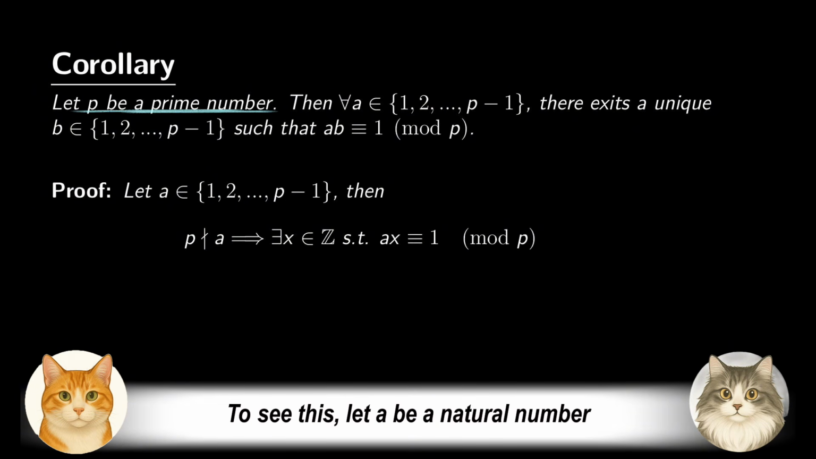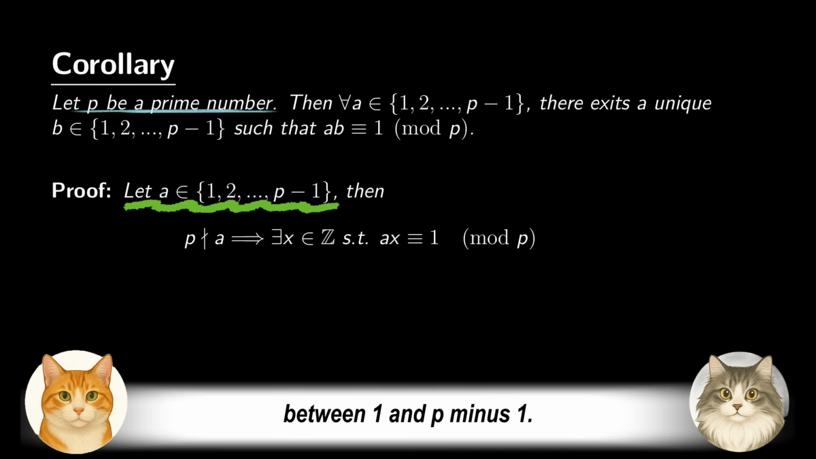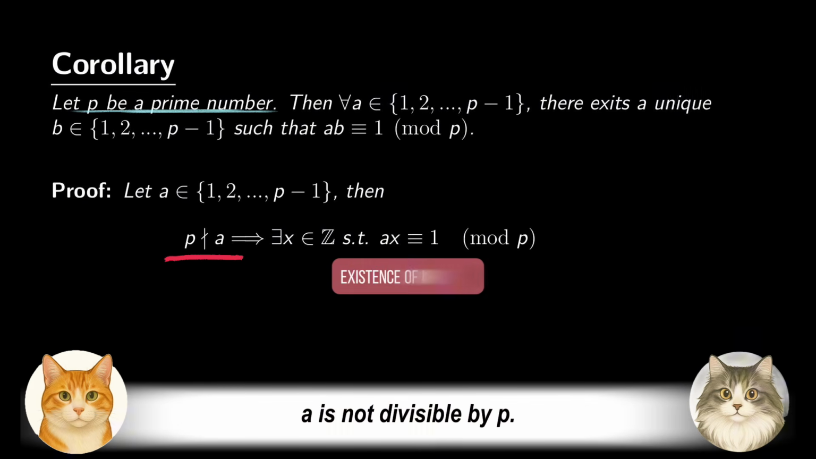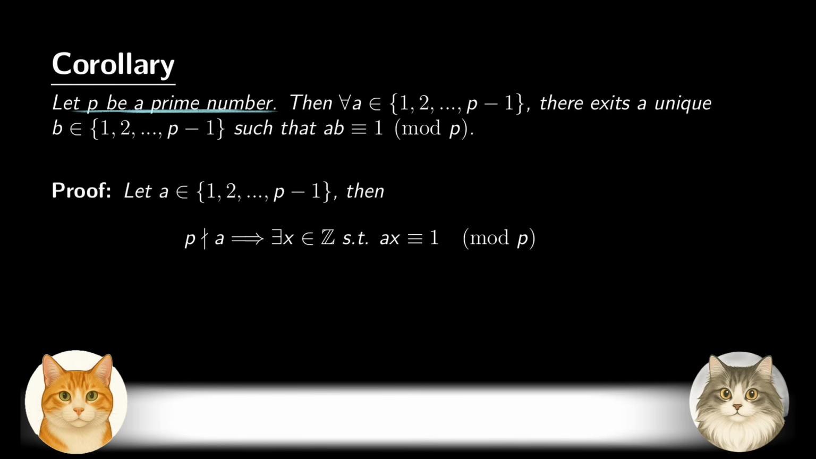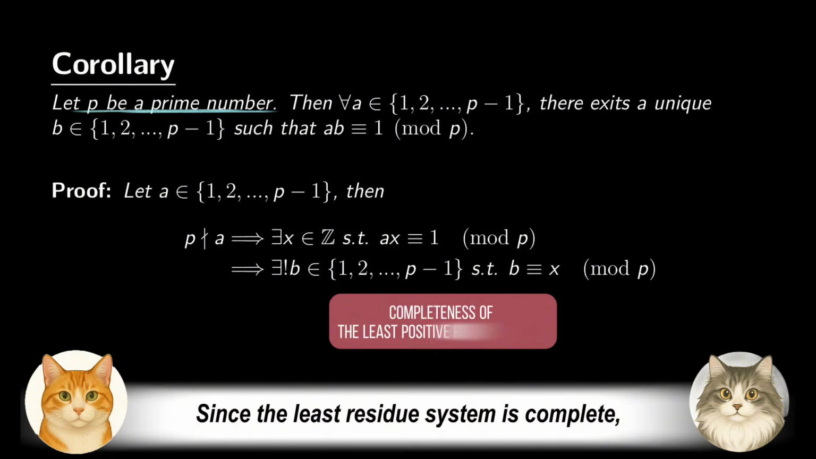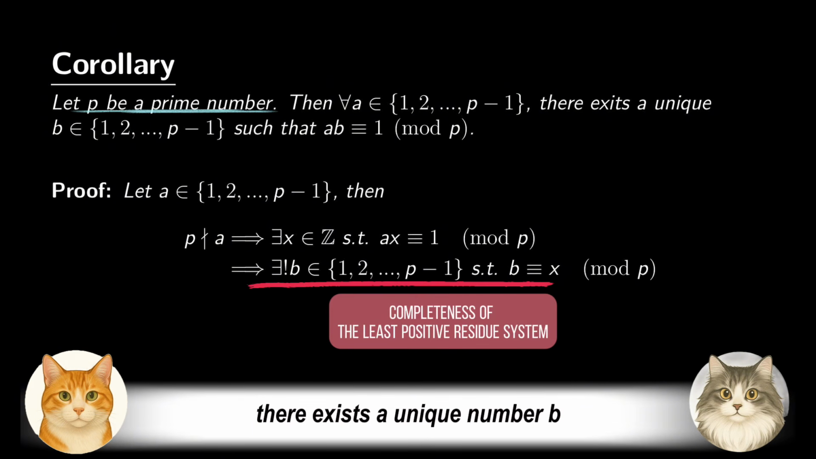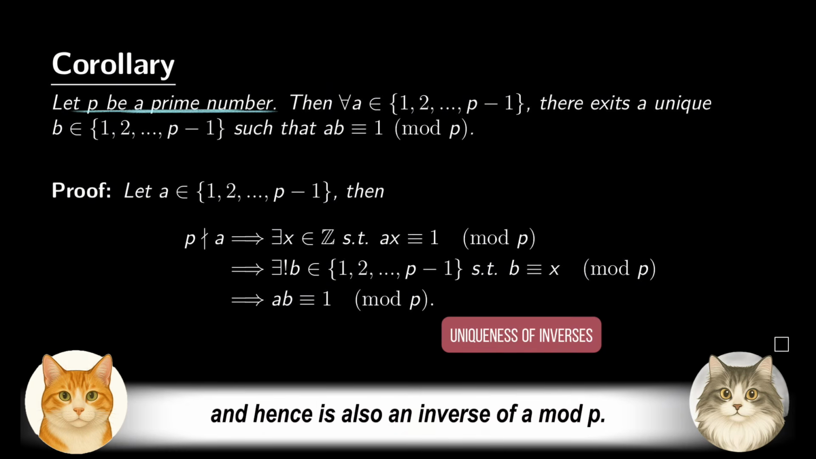To see this, let a be a natural number between 1 and p minus 1. Since p is prime, a is not divisible by p. Thus, there exists some integer x, which is an inverse of a mod p. Since the least residue system is complete, there exists a unique number b in the least residue system, which is congruent to x, and hence is also an inverse of a mod p. Clearly b is non-zero, and we have achieved the desired result.